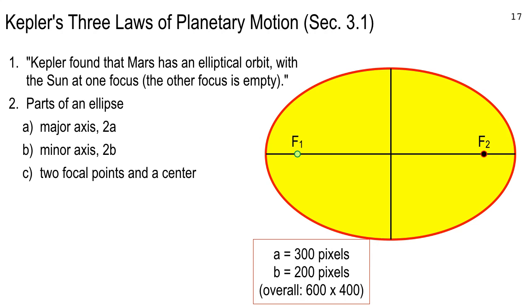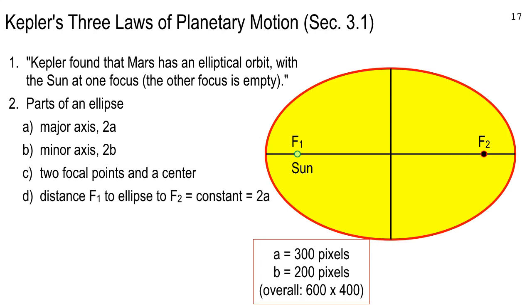Now, Kepler said the sun is going to be at one of the foci of the ellipse. All right, and for this comet, we'll just call this focus the sun's location. All right, and the other focus is empty. It's a geometric point, but physically it doesn't have a physical meaning. So it's like a remnant of the mathematics.